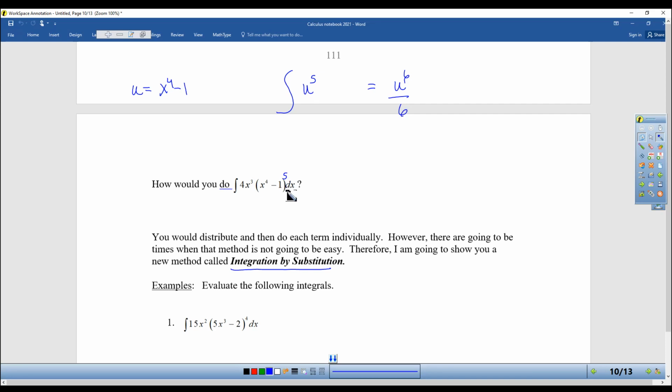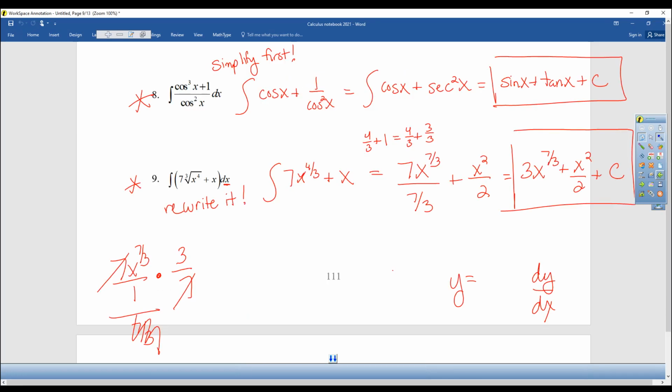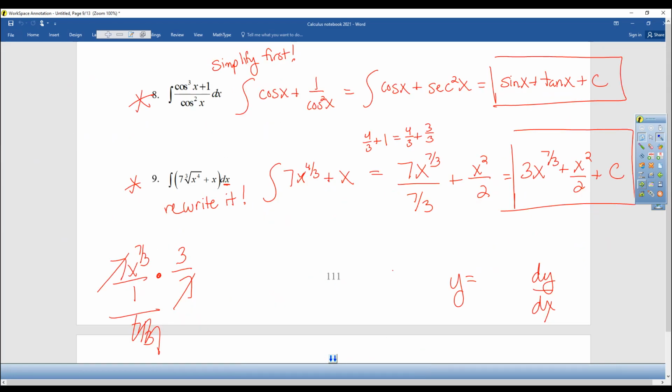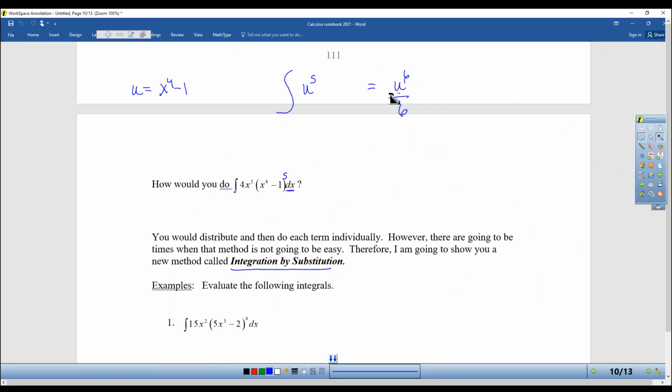I haven't really pointed it out, but have you noticed the little dx off to the side? Every single problem has a little dx. That dx is telling you which variable you're going to do stuff to. So if I want to do this to u, if I want to raise u to the 6th, I need du. So how do I get that?